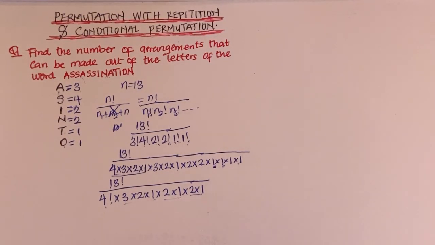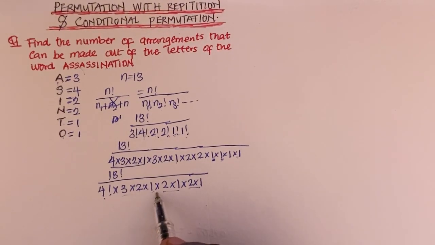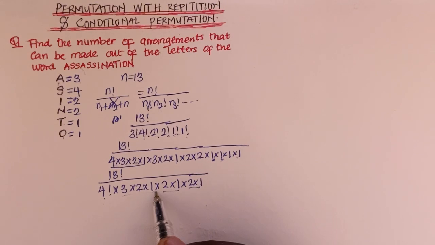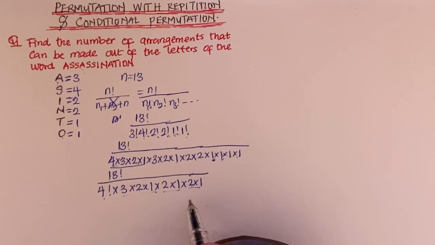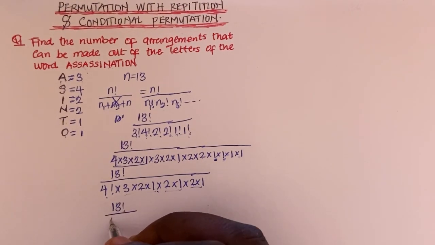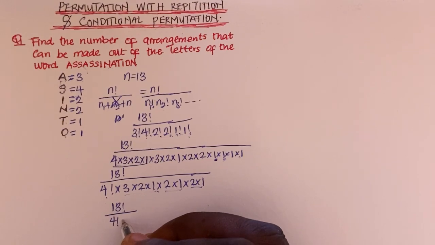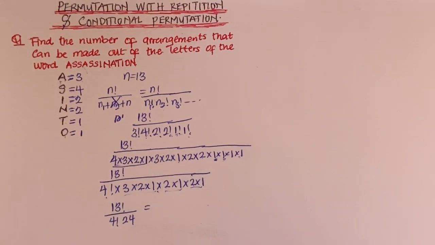So now let's go ahead and solve this. So 3 multiplied by 2, that's 6. Multiplied by 1, that's actually 6 again. By 2, 12. By 1, that's 12. That's 24. So here we have it to be 13 factorial divided by what? 4 factorial. Then times what? 24. Exactly. So here I should have it like this.